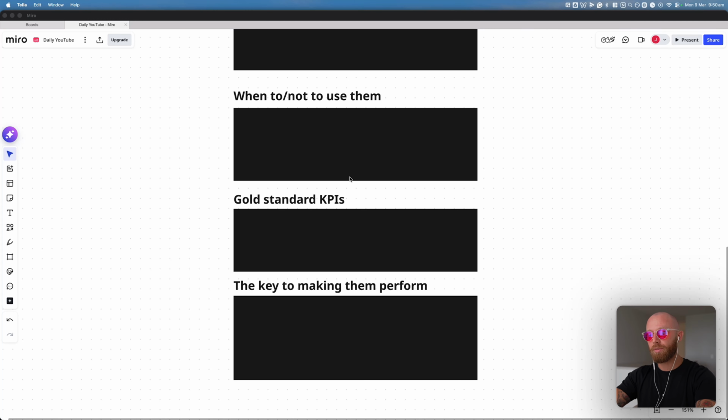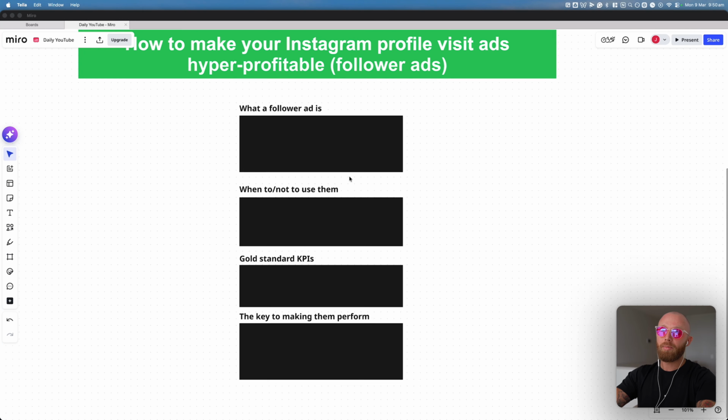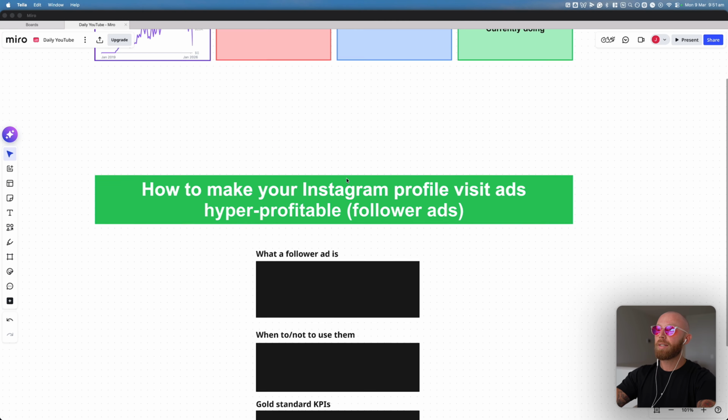Because if you've used these before, you'll know that they can be hit and miss, but they can be very profitable at the same time.